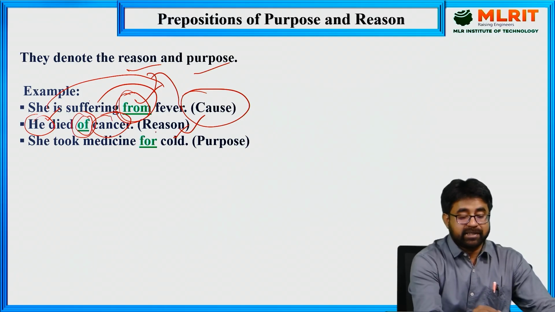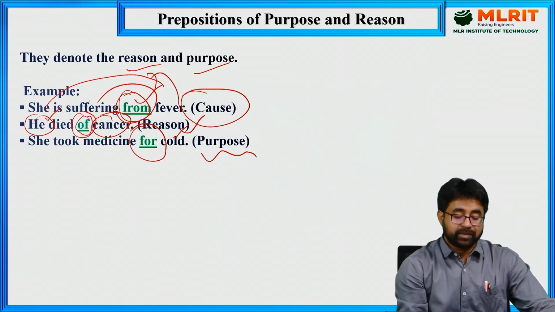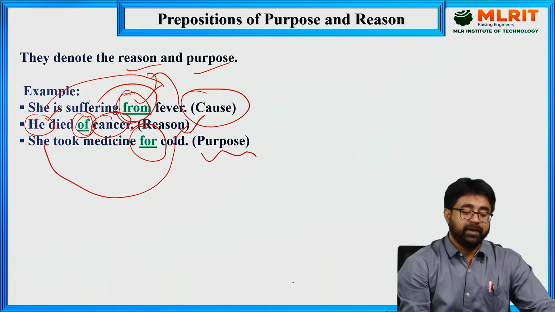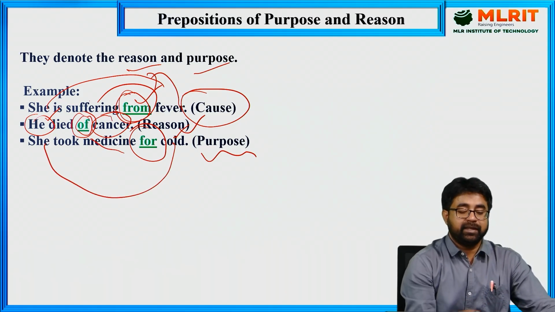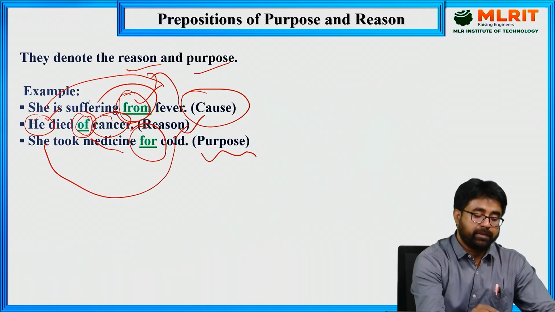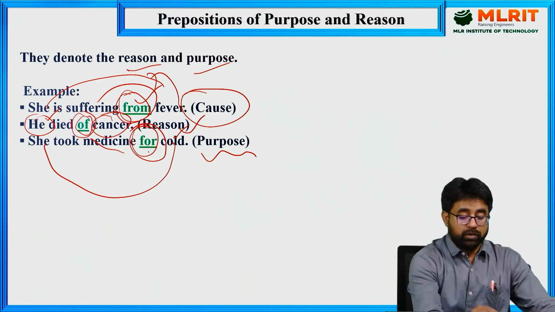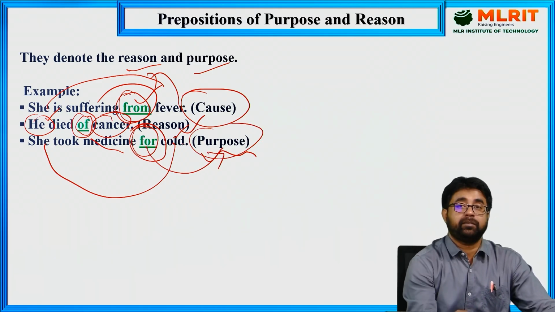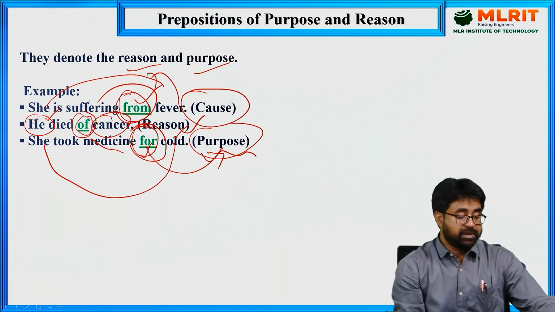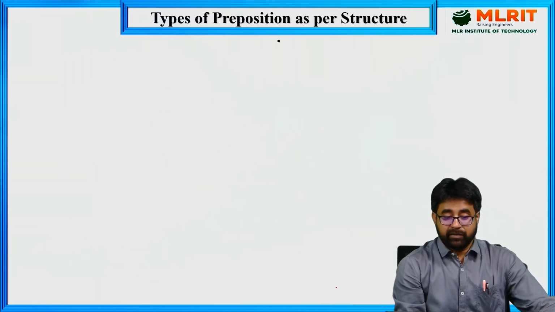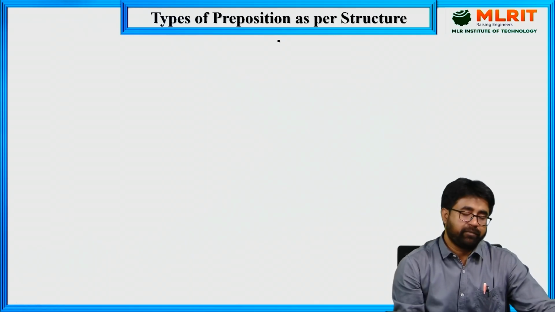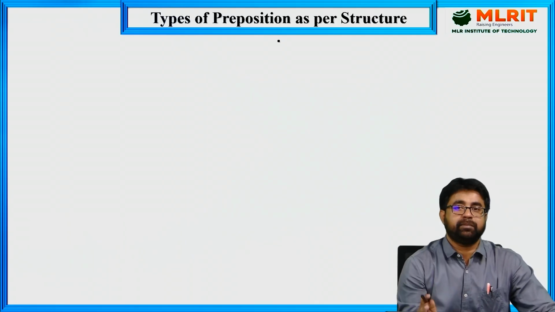"She took medicine for cold." Here, purpose. What was the purpose for her to take medicine? For cold. So cold and she, or medicine, you can see why, for what purpose she took the medicine? For cold. So that's why it is establishing a relationship in terms of purpose. That's why it's called a preposition of purpose, you can say. Fine.